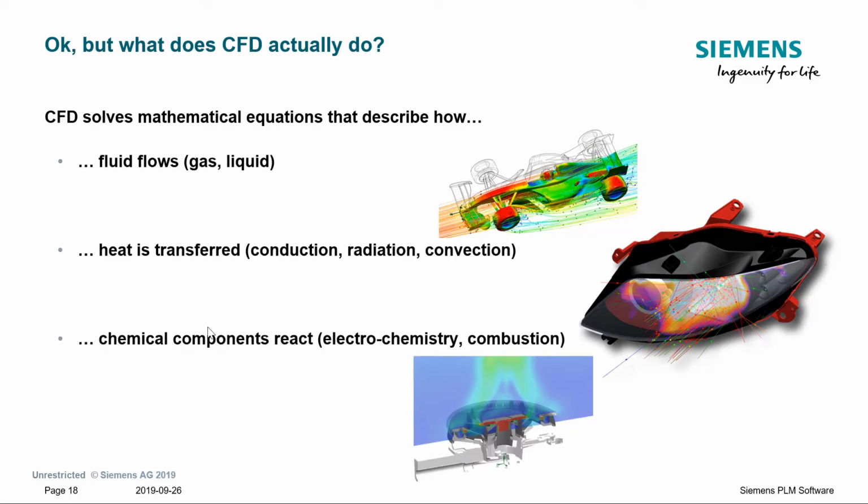The chemical components that react either in electrochemistry, like in batteries, or in combustion, like in this example here, we have a household gas stove burner.